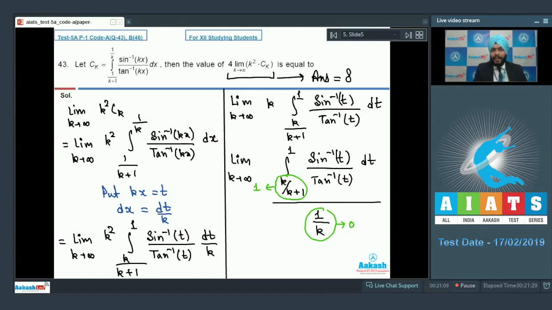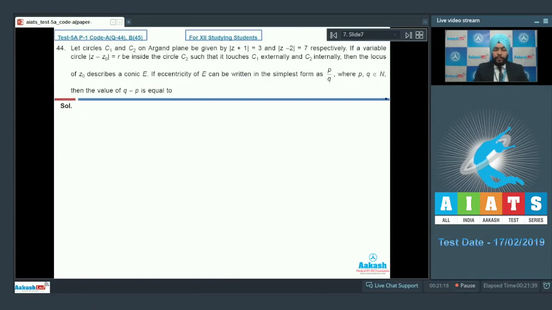Okay, single integer type. Let us move on to 44. Question number 44 says that let circles C1 and C2 on argand plane be given by modulus of z plus 1 equals 3 and modulus of z minus 2 equals 7 respectively.